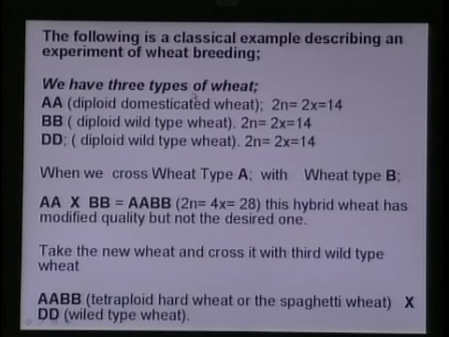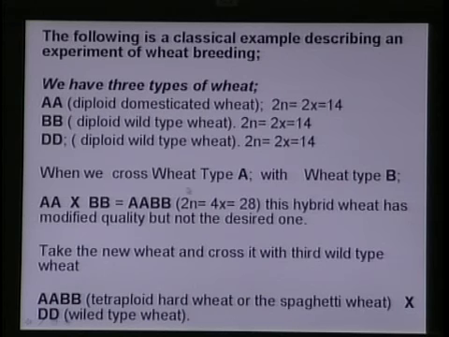We have 3 types of wheat. AA, diploid domesticated wheat, 2n equals 14, which is 14 chromosomes. BB, diploid wild type wheat, also has 14 chromosomes. DD, another diploid wild type wheat with 14 chromosomes.